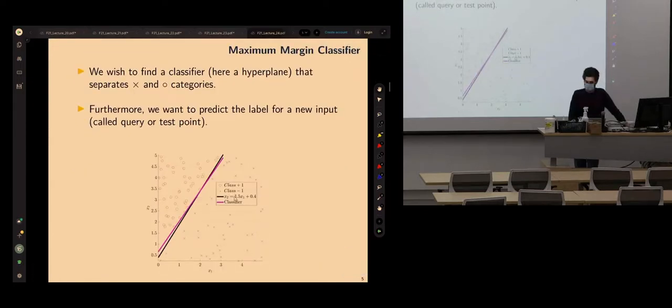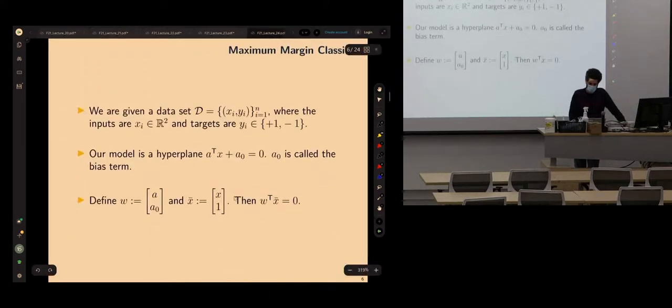I give you 2 categories. You know their inputs, their location in the plane, these circles and crosses that we have. One category is a red circle, the other one is the blue cross. Then we want to find a hyperplane, here in the plane a line, that separates or classifies a new input to one of these 2 categories. That's the classification problem. So the model is a hyperplane, and again a line because it's 2D.